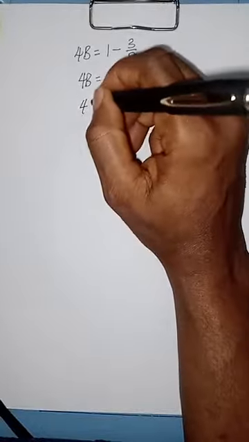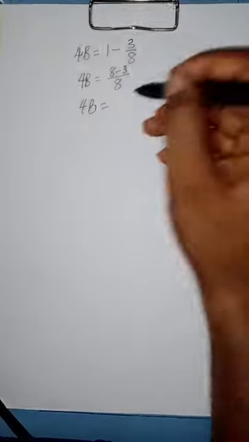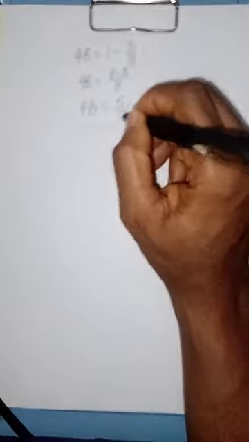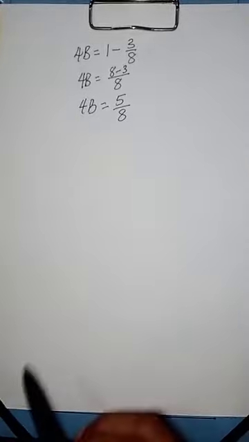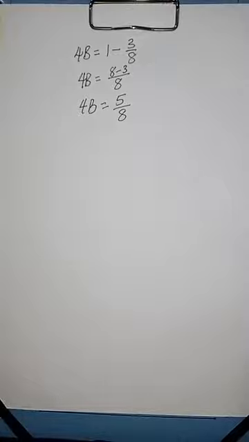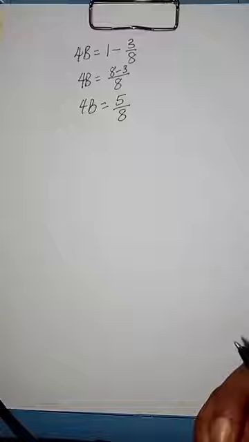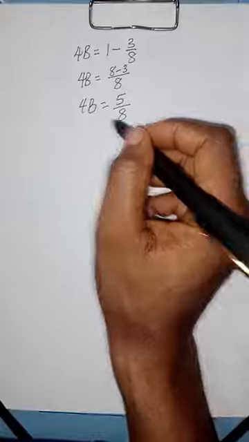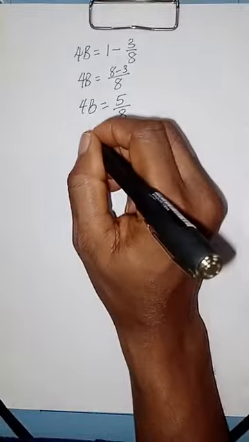This will give you 4b equal to 5 divide 8. Now for you to get a value of b is to divide both sides by the coefficient of b, which is 4. Or you can first of all cross multiply if it's going to be easier that way.